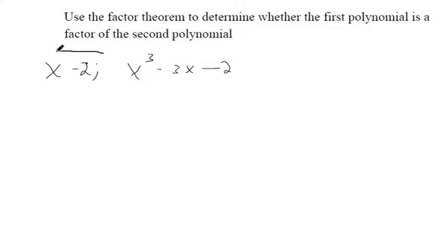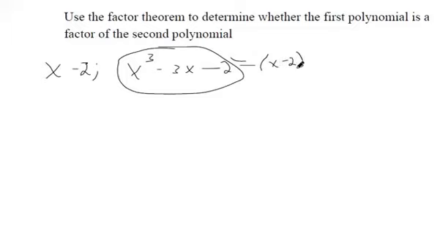We're asked to use the factor theorem to determine if this is a factor of this. All that means is that if something is a factor of something else, you'd be able to take this and rewrite it as x minus 2 times something else. You could factor out whatever this number results to be once we know what x is.